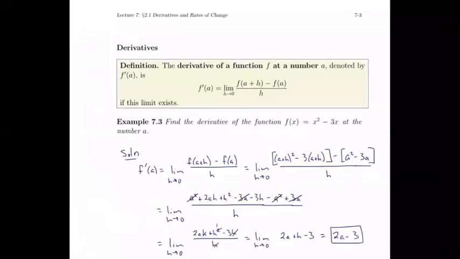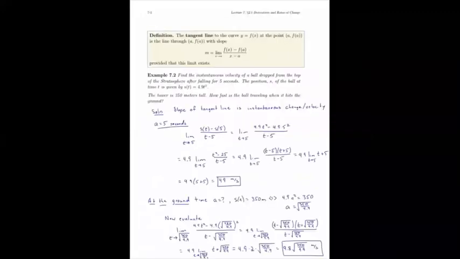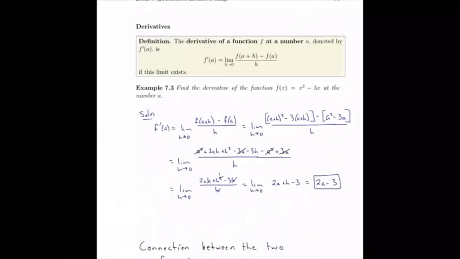It says find the derivative of the function f of x equals x squared minus 3x at the number a. So a now is not 1, it's not a 5 like we did in the previous situation, it's not root 350 over 4.9. It's just some general number a, which is a nice extension into what we'll do in section 2.2. So f prime of a, we're just taking it for granted that a is some number. Well, it's the limit as h approaches 0 of f of a plus h minus f of a over h.